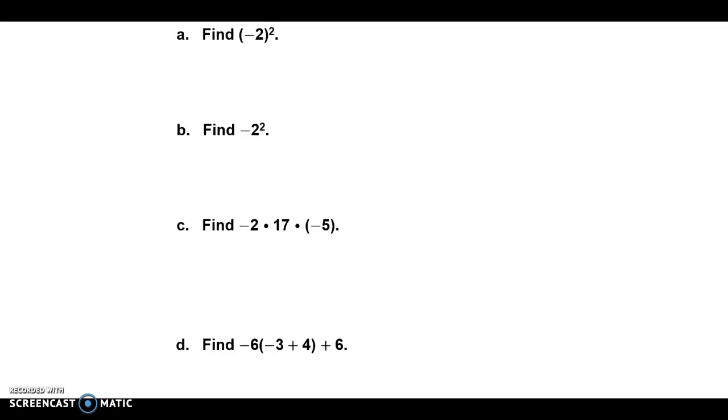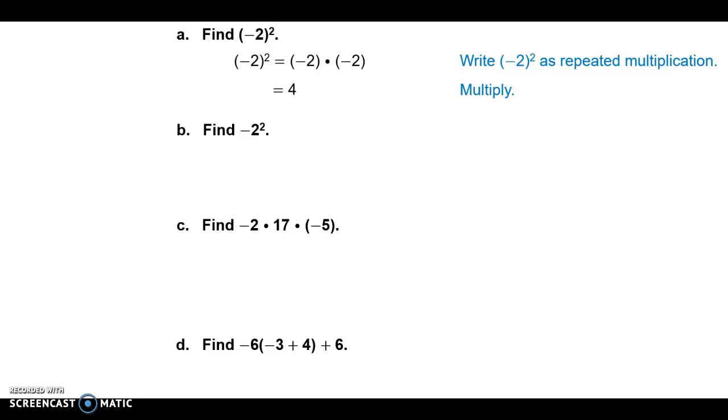So looking here, we have find negative 2 to the power of 2. Well, negative 2 to the power of 2, I know I'm going to be multiplying negative 2 times negative 2 because it's repeated multiplication and it has an exponent. So it's going to give me 4. I have two negative signs that give me a positive. My answer is 4.